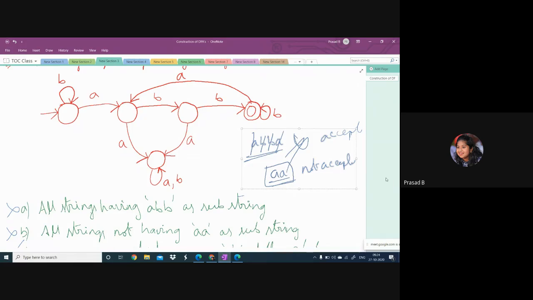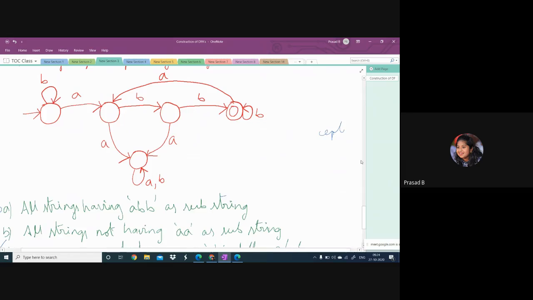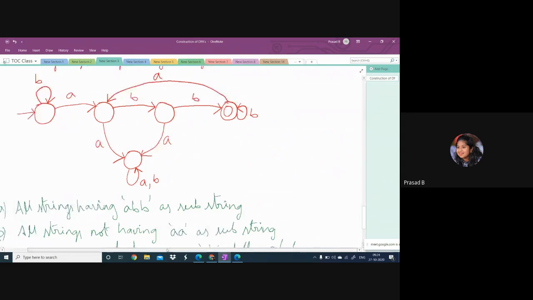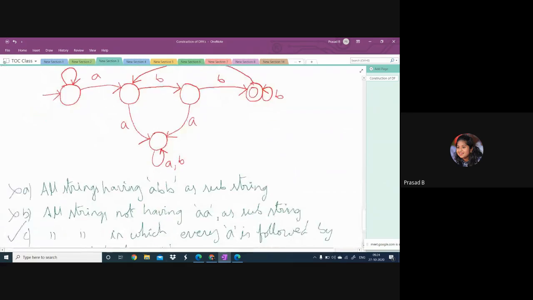Ma'am, what is the second option? It accepts all strings not having AA as substring. He is saying that in the second option, it accepts every combination of A and B in which AA is not there. If AA is there, suppose the string has AA as a substring, it will not be accepted.